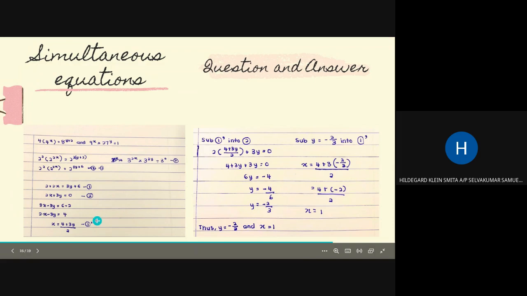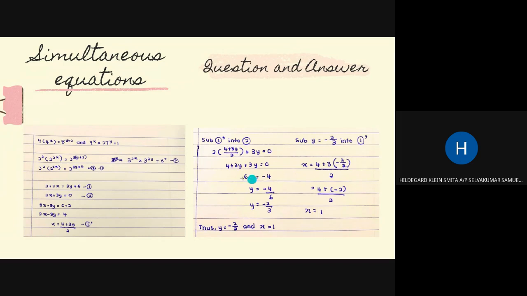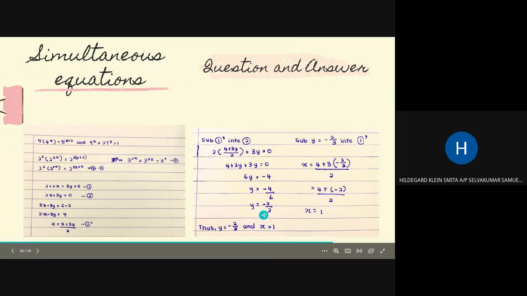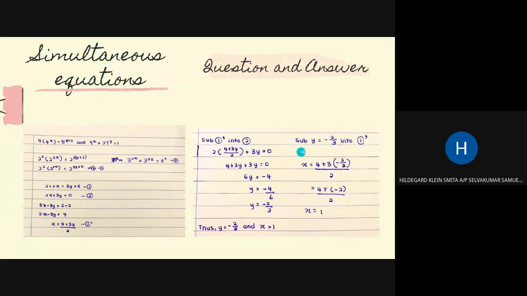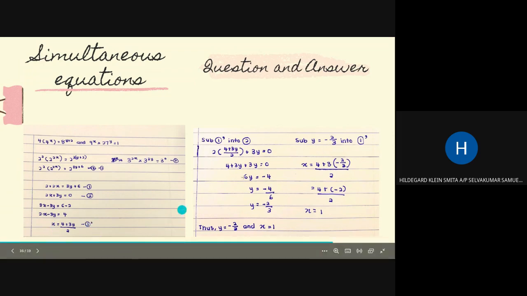So what I should do next is substitute equation 1 prime into equation 2 in order for me to find the value of y. As I substitute 1 prime into 2, it will leave me with the final answer y equals negative 2 over 3. After I had found the value for y, I'll substitute this into equation 1 prime over here. So x equals 4 plus 3 multiplied by negative 2 over 3, divided by 2. And finally, as you solve this in the calculator, it will leave us with the answer x equals 1. Thus, we have solved this simultaneous equation, which is y equals negative 2 over 3 and x equals 1.